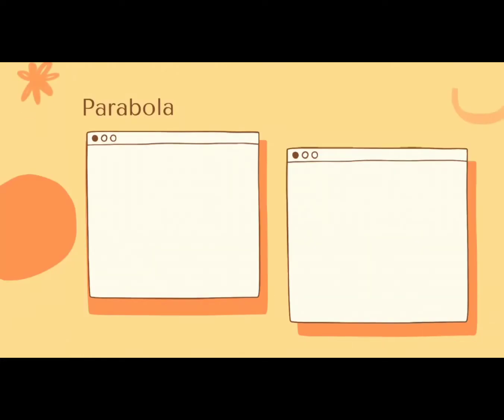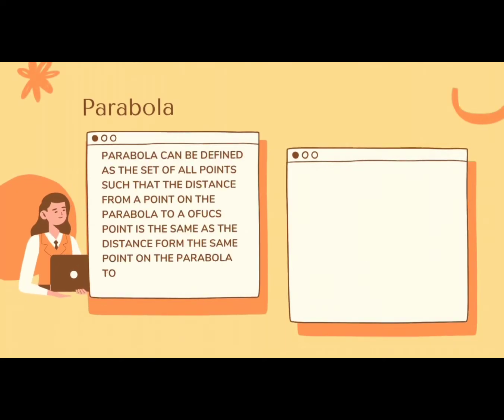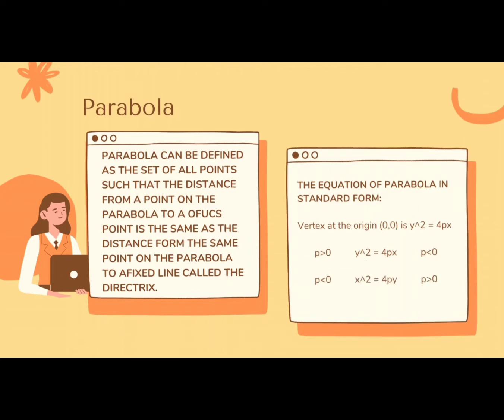Next, we'll define what a parabola is. A parabola can be defined as the set of all points such that the distance from a point on the parabola to a focus point is the same as the distance from the same point on the parabola to a fixed line called the directrix. The equation of a parabola in standard form.